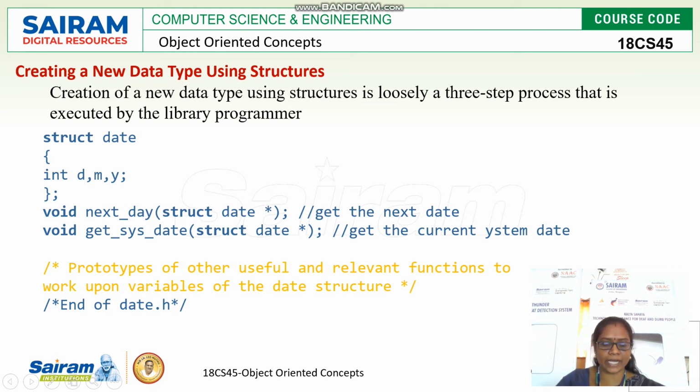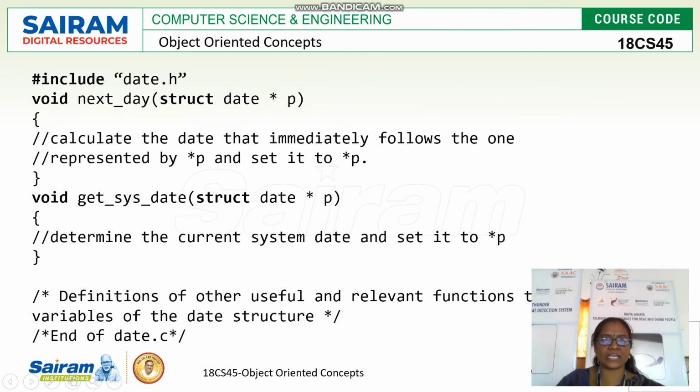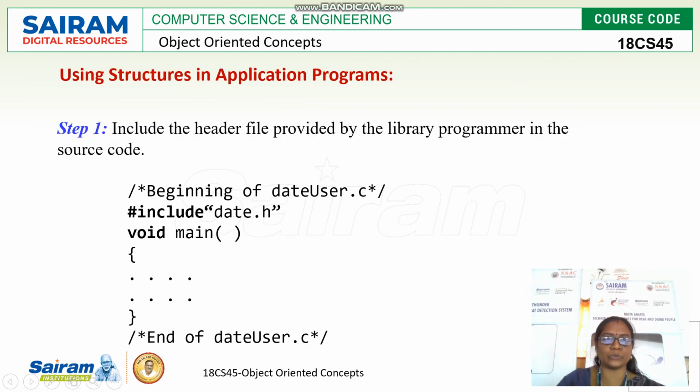So once the date.h is created and successfully compiled, then in the application programming we can include the date.h. So here the date.h is included and the respective definitions of next day and get system date, these 2 member functions, are also called in the application program called date.c. Right? So I will show step by step how to use one structure in application programming.